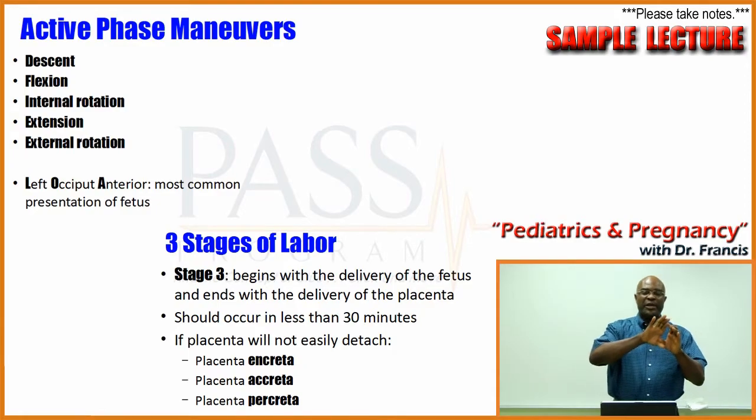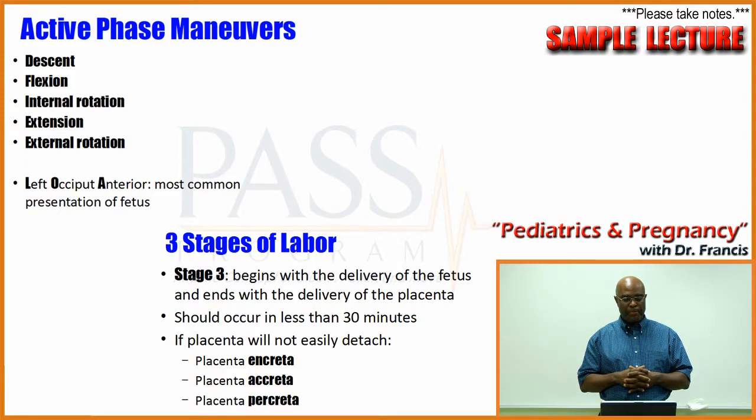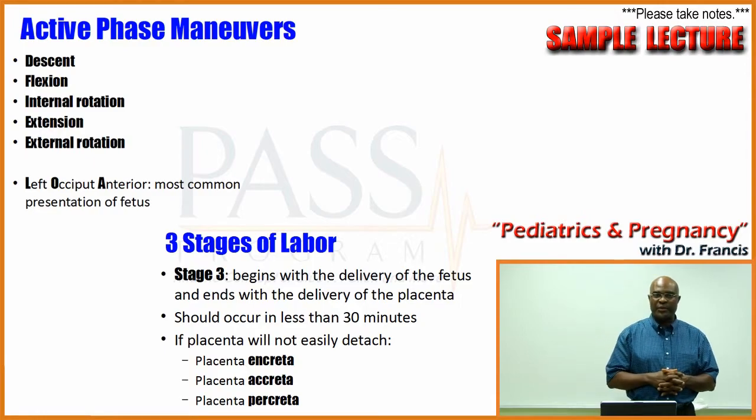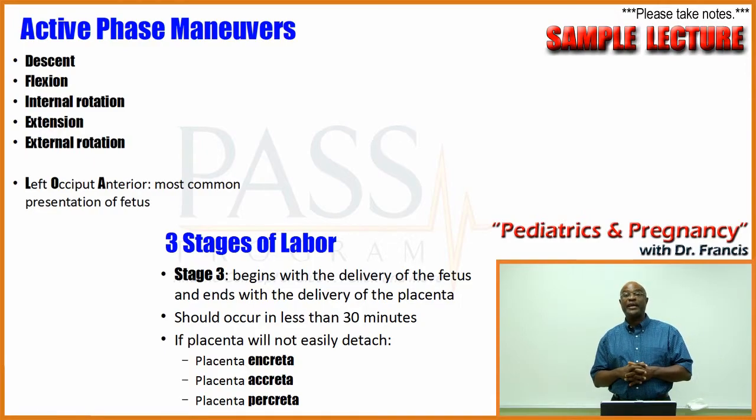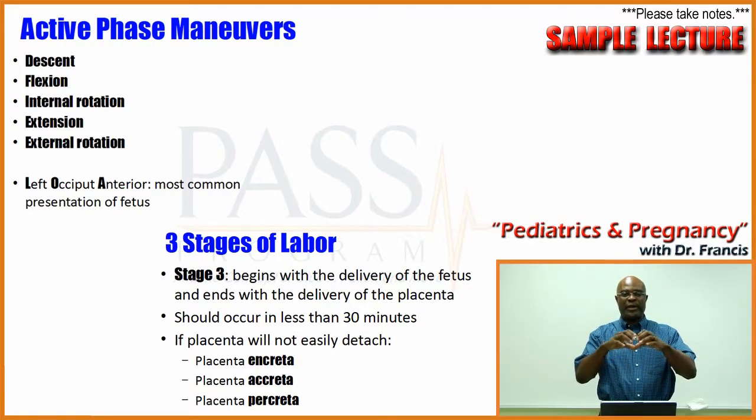That's when the placenta is attached a little too deeply into the endometrium. Increta is when the placenta is attached all the way into the myometrium. And placenta percreta is when the placenta is attached all the way out to the periphery of the uterus, which means the serosa, which means it could easily attach to other structures nearby.